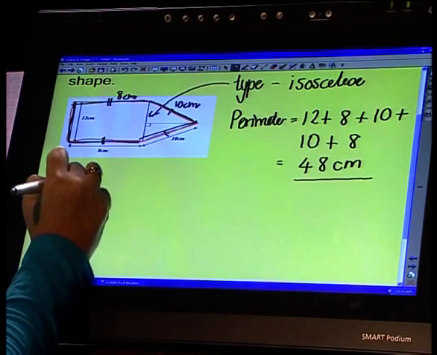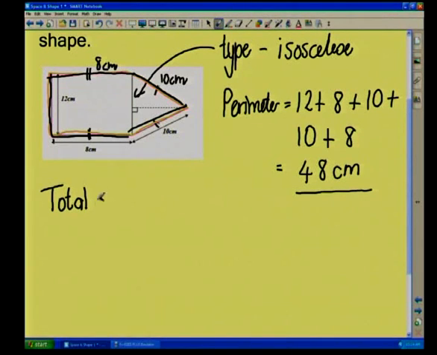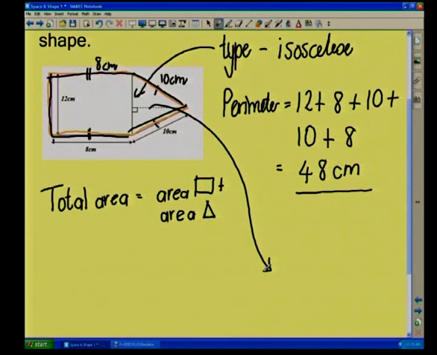Now to find the total area of the shape, we need to look and see that the shape is made up of a rectangle and a triangle. So I can write my formula, total area is equal to the area of the rectangle plus the area of the triangle. Let's first look at the triangle. I'm going to draw a little arrow down this way.